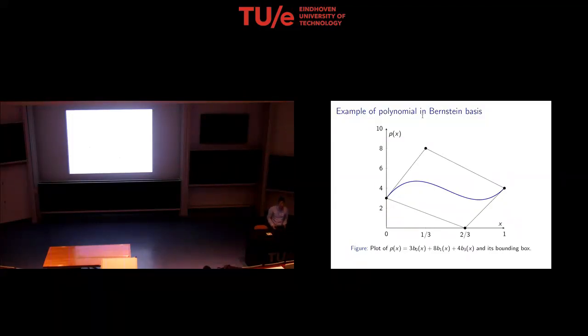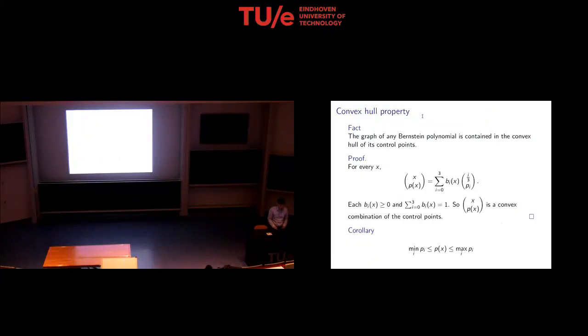The most obvious thing that you might recognize is that the curve or the graph lies inside of this convex hull of control points. And this is a very well-known, very famous theorem that I'm going to prove just because it's very related to the baseline that we're going to compare our method to. And it's also just like a 2-line proof. So the theorem is that any Bernstein polynomial, the graph of the Bernstein polynomial is contained in the convex hull of its control points.